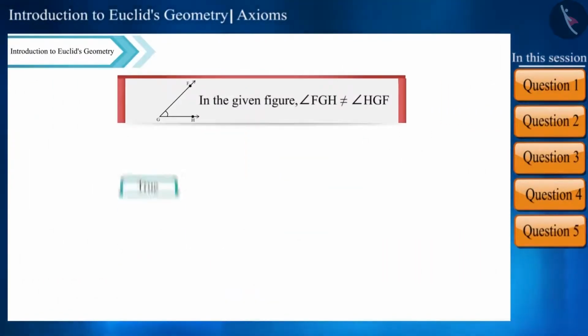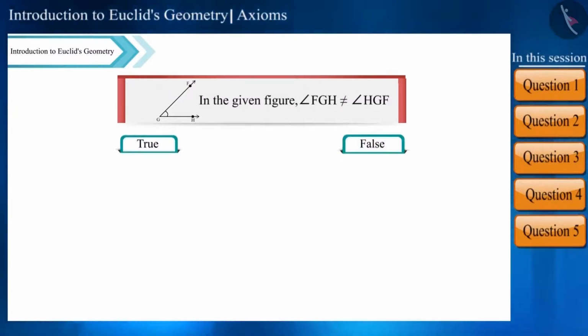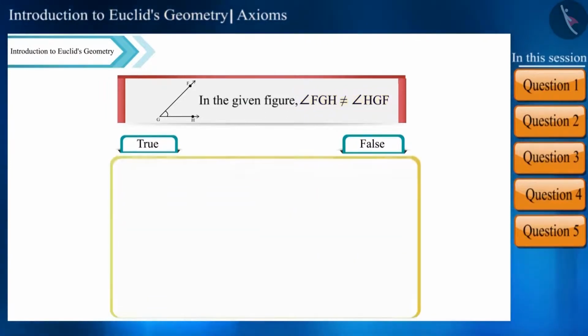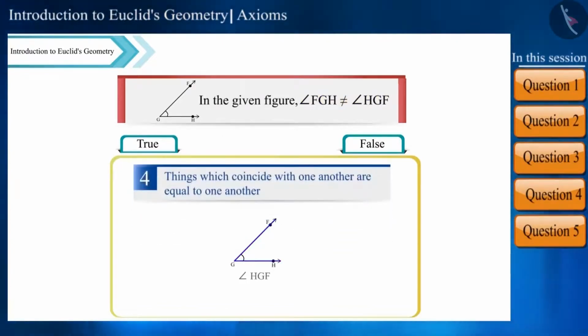Is the given statement true or false? Angle FGH is not equal to angle HGF. If we look at the figure carefully, then both these names represent the same angle. According to Euclid's fourth axiom, things which coincide with one another are equal to one another. Therefore, these two angles will be equal, and so this statement is false.